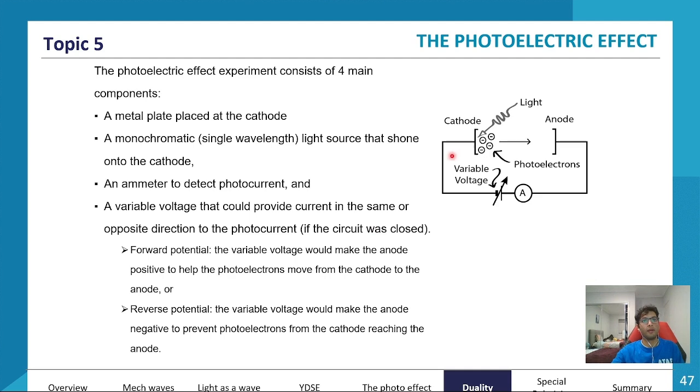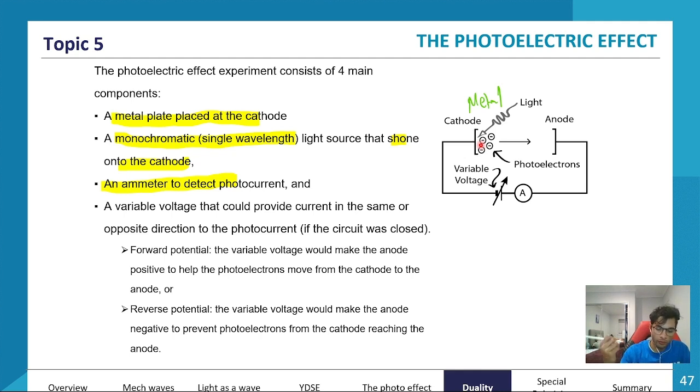Cool. And just a bit more terminology for this stuff. We have a metal tube at the cathode, which is over here. We have some metal. We have a monochromatic light, monochromatic meaning a singular wavelength. You can have multiple wavelengths, but just to keep things simple for VCE, we assume that the light is monochromatic, and it's shone onto the cathode. We have an ammeter to detect how much current is being created, because when the light shines on the metal, it's going to complete the circuit and create some sort of current.